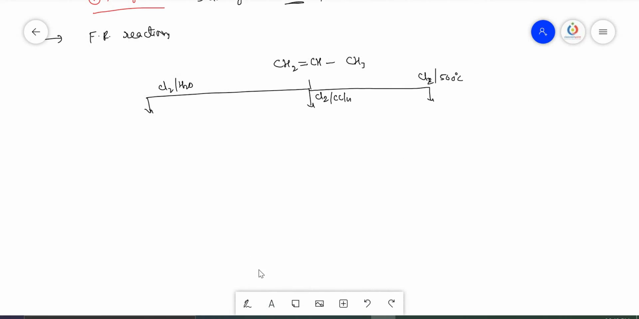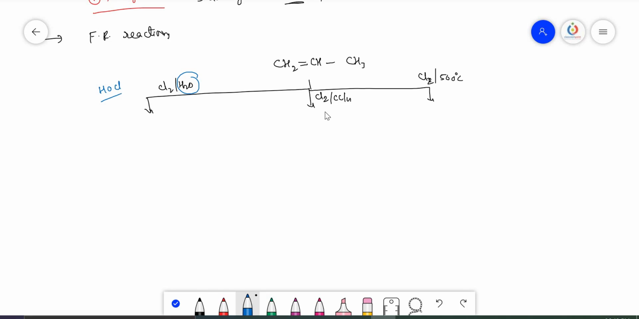So you might have observed three different combinations of reagents we are using. When water is used, chlorine reacts with the water and forms HOCl. Chlorine with CCl4, no reaction, so chlorine as it is will add to both the double bonded carbon atoms. Chlorine at 500 degrees centigrade, whenever they mention the temperature without these solvents, puts the chlorine on the allylic position here, not here.